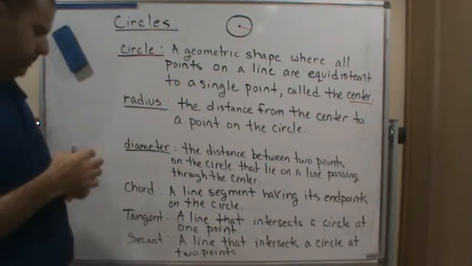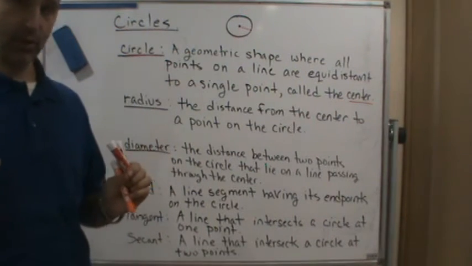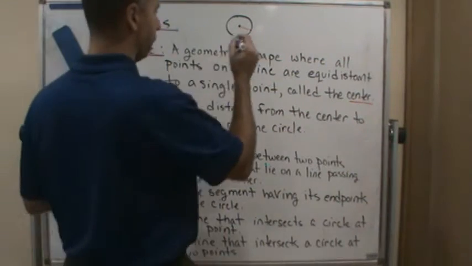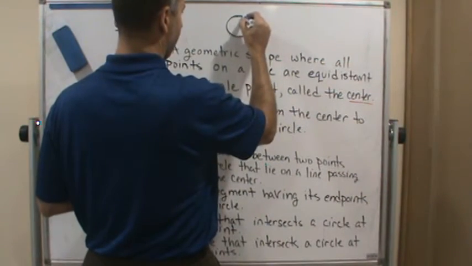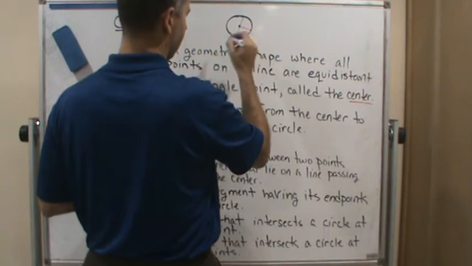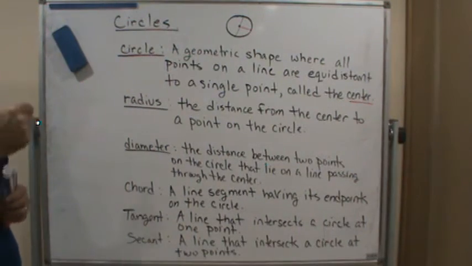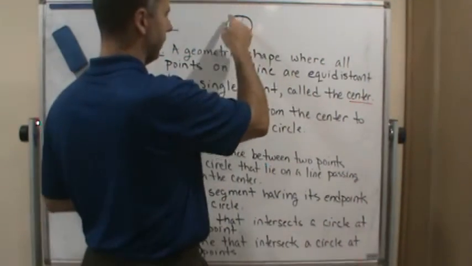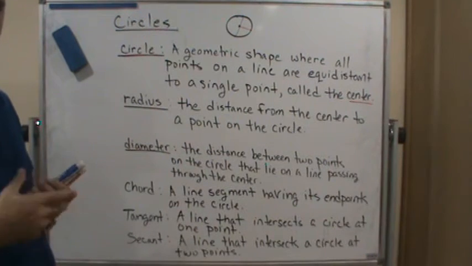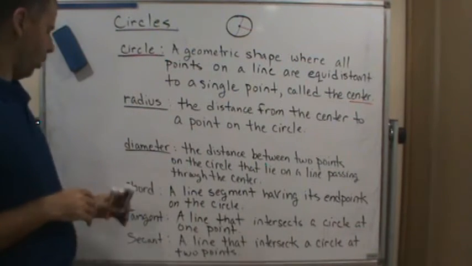Now the diameter is the distance between 2 points on the circle, but also passes through the center. So for example, we could have a point here and a point here, and that would be the diameter of the circle. Okay? And again, you could draw a diameter this way, just like you could draw the radius at many, many different places.